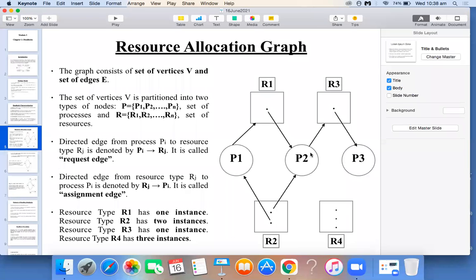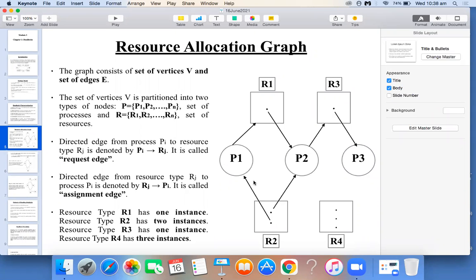But for resource R1 and R3, you can observe there is only one instance present. You have to give this resource to only one process. That's it. So that is the overall idea behind this particular resource allocation graph diagram. Hope it is understood to all of you.